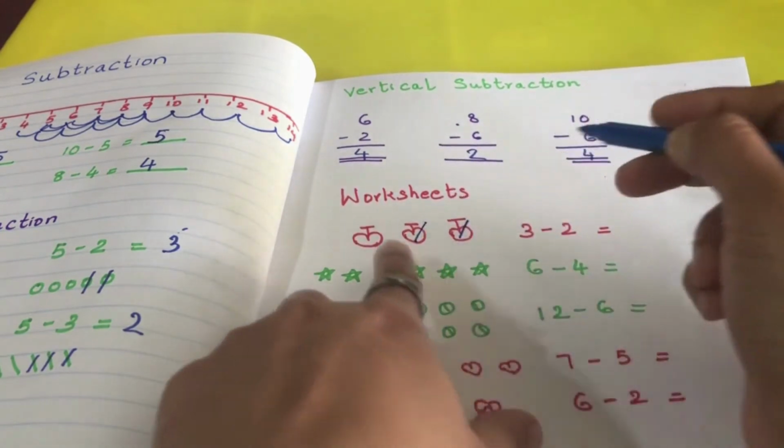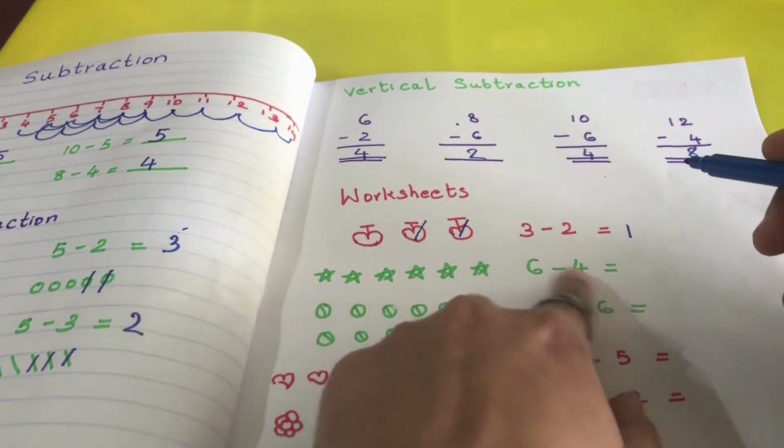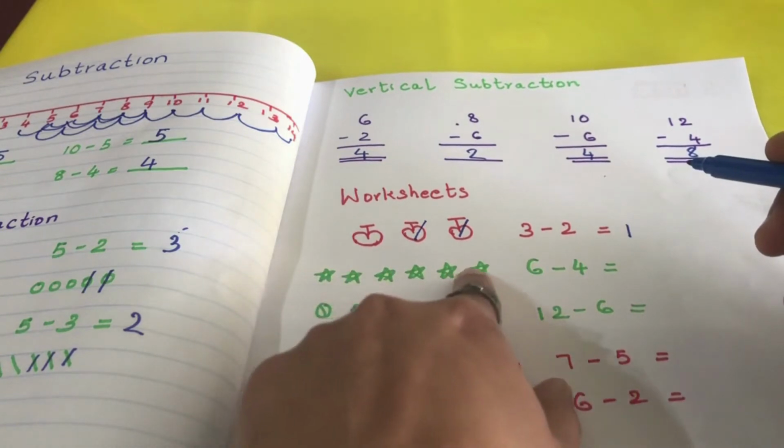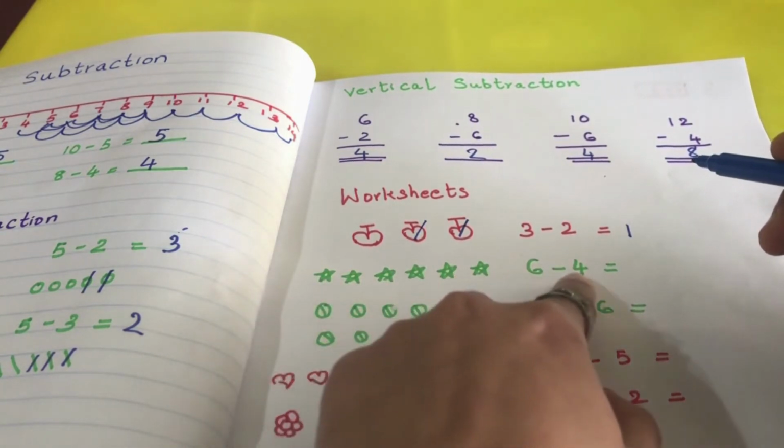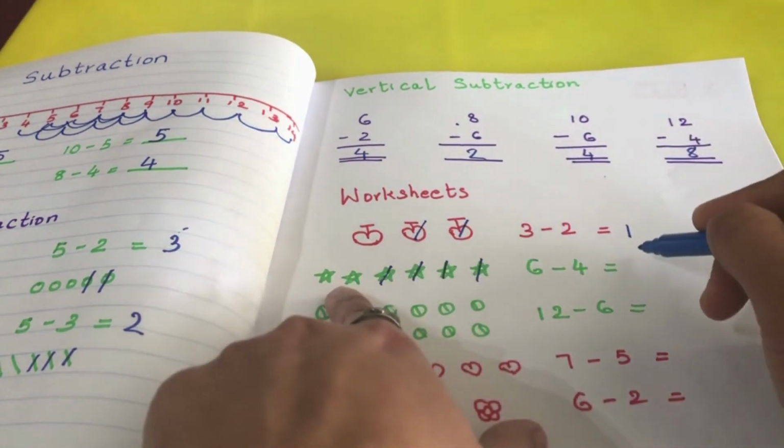So how many apples remaining? 1. Next equation is 6 minus 4. So there are 6 stars, and how many stars do you have to cancel? 4. 1, 2, 3, 4.